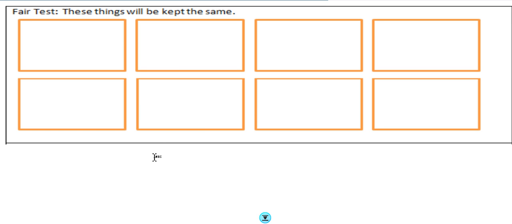All right, now the next section that you have to plan for is the fair test. Now, a fair test means that everything except for one thing is kept the same. So you can change one thing in an experiment, but you have to keep everything else the same. And the reason why is so that you know what it is that's affecting the outcome of the experiment.